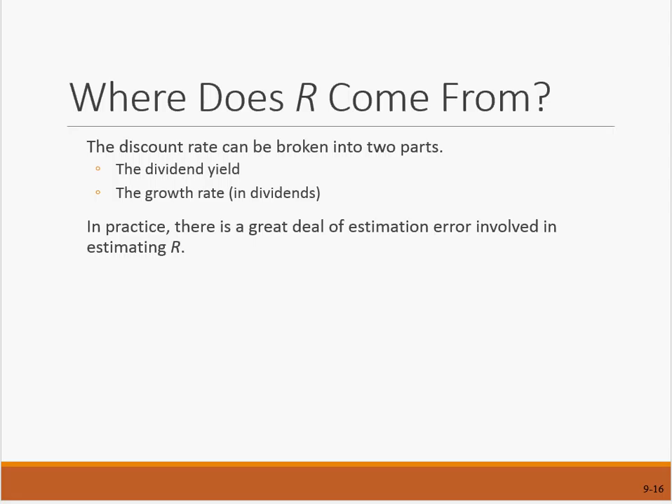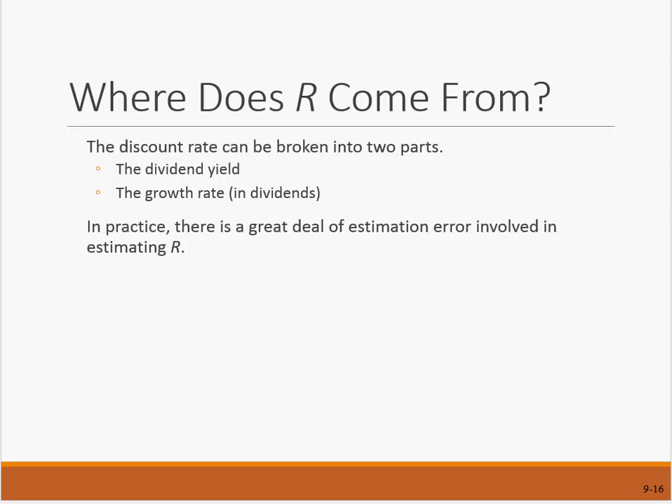But estimating the dividend yield is easy. If it actually pays dividends, it's very straightforward to find that. But the growth rate in dividends is hard. It depends on predicting the future for the firm, and that can be error-prone and challenging. So there's a great deal of estimation error in estimating R. We don't have a very good handle on the interest rate appropriate for stock in general.